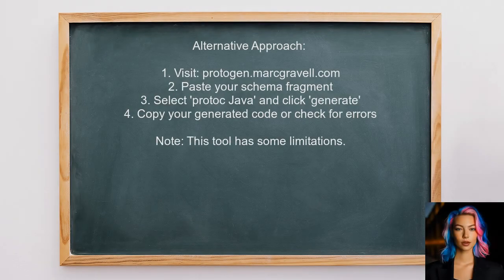An alternative approach for using protocol buffers for Java on Windows is to utilize an online tool. First, copy and paste your schema fragment at protogen.markgravel.com. Then select Protodoc Java or your desired language and click Generate. Finally, you can copy your generated code or review any errors and warnings in your schema.